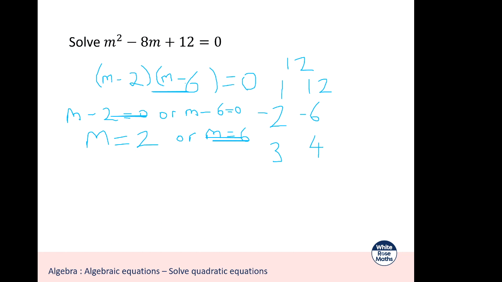Once you've found the two numbers, in this case minus 2 and minus 6, because minus 2 add minus 6 makes minus 8, and minus 2 times minus 6 makes positive 12, that's the third step. The fourth step is to say, when is the first bracket equal to 0, or the second bracket equal to 0, and then solve each equation separately. So your solutions are m equals 2 or m equals 6. Spot on, G, yes, that is correct.